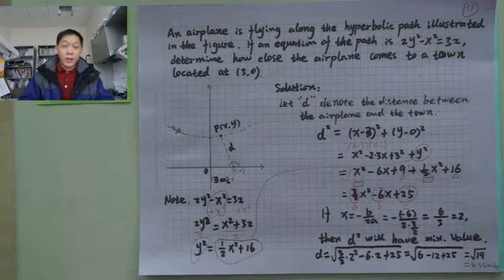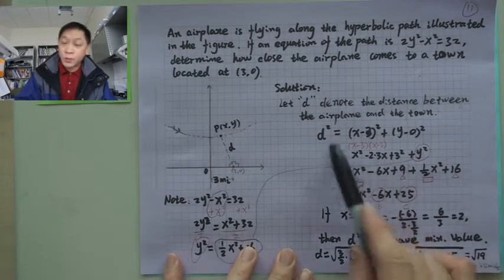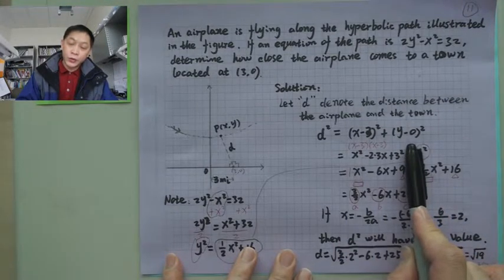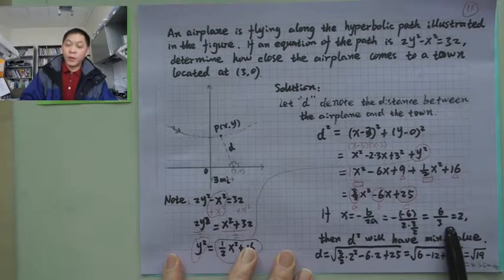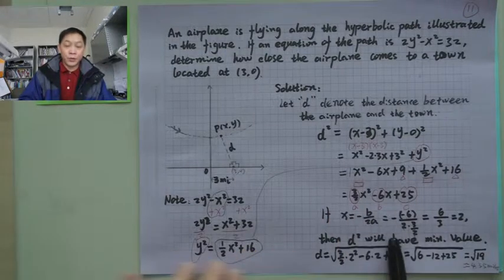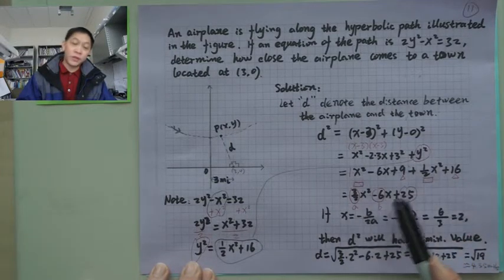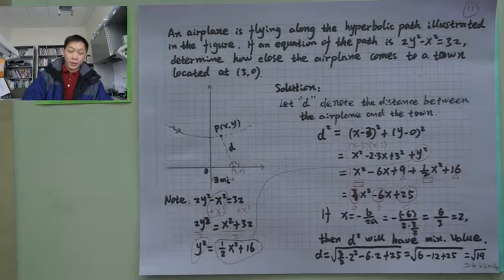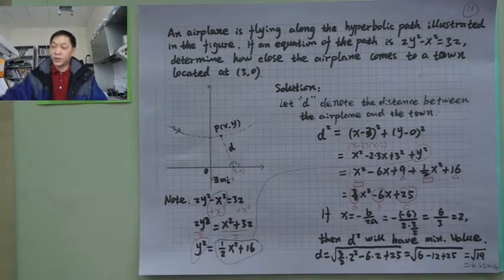So this one is a little bit comprehensive. You need to understand the distance formula. You need to recall the quadratic function's characteristics, at what value the quadratic will reach its minimum. And we also want to include the hyperbolic equation, replacing y squared by the expression, so you get the quadratic function. It's not that hard, but it involves a lot of knowledge.